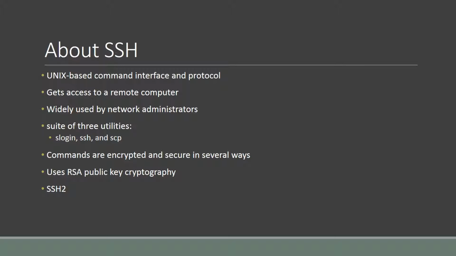SSH commands are encrypted and secured in several ways. Both ends of the client/server connection are authenticated using a digital certificate, and passwords are protected by being encrypted. SSH uses RSA public key cryptography for both connection and authentication. Encryption algorithms include Blowfish, DES, and IDEA, and IDEA is the default. The latest version is SSH2, and it is a proposed set of standards from the Internet Engineering Task Force.